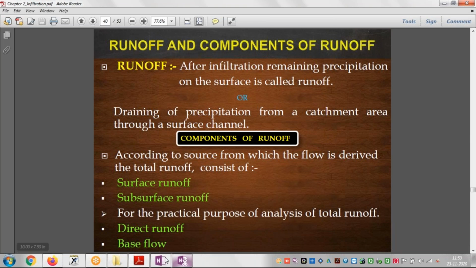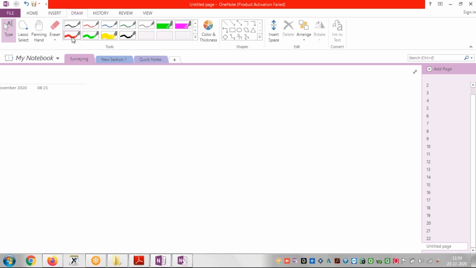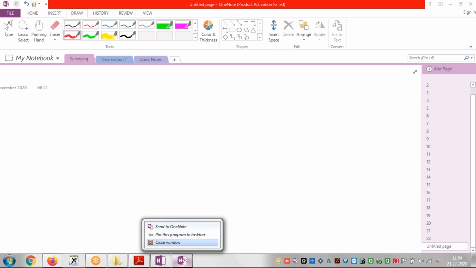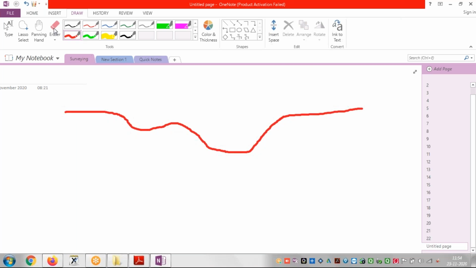Runoff. What is runoff? We understand it very well because in the last two chapters we have already seen this, right? But still I will draw the diagram and it will be more clear. See here, this is suppose our earth surface and here it is something like a river and there is some tree, right?